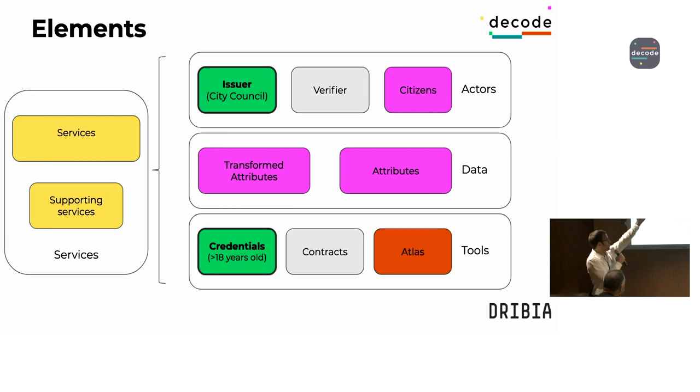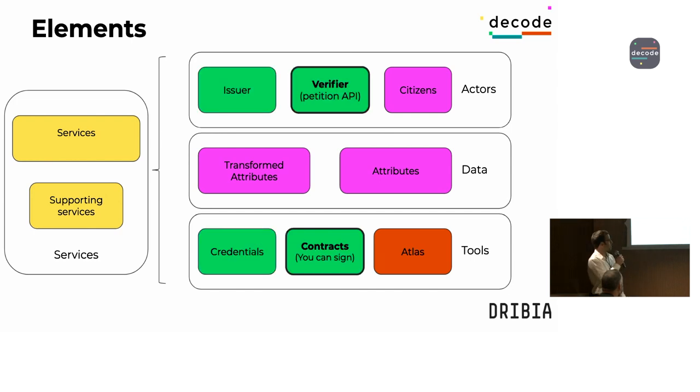Then you have the issuer, which can be, for example, the city council, that will give credentials that are stored in your phone. For example, a credential that says you are older than 18 years old, just as an example. And then you have the verifier, which in this case could be the petition API, who verifies that your credential is correct and you can sign the petition. So you have the contract that says that you can sign.